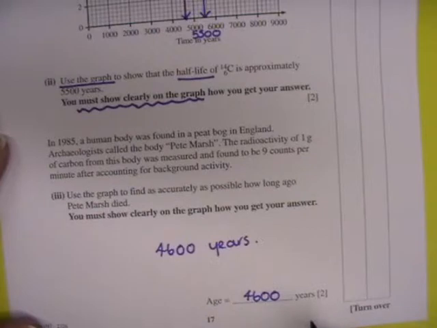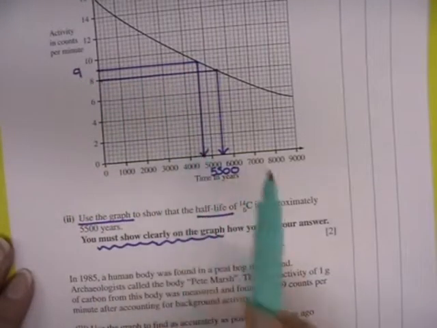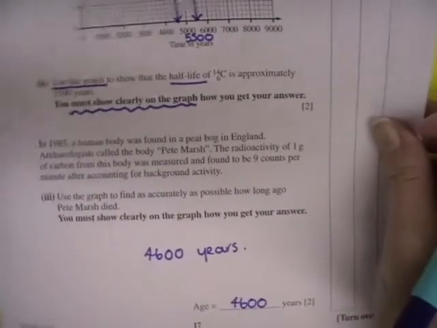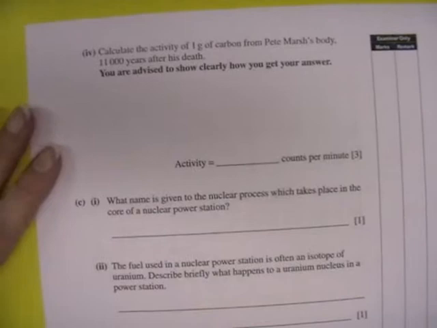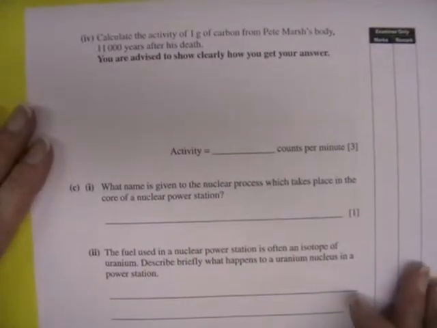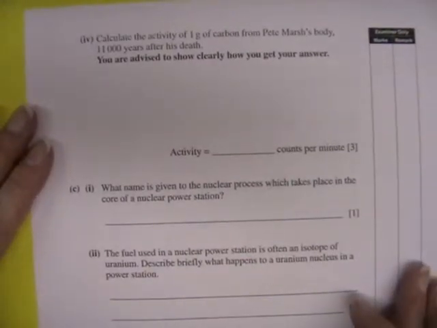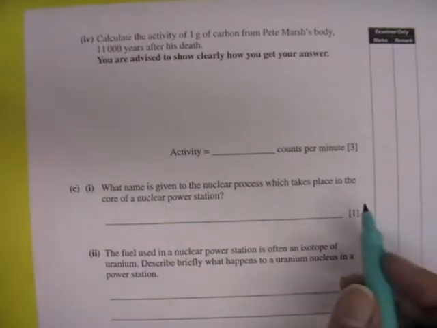You would get 1 mark for simply bringing the horizontal line across to 9, even if you don't read it accurately. You'd still get a mark for that construction line coming across and down, and then the second mark is for the accurate reading of the value at the bottom of the graph. This then continues on. Part 4. Calculate the activity of 1 gram of carbon from Pete Marsh's body 11,000 years after his death.